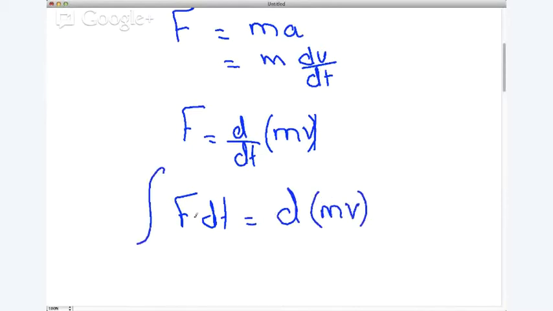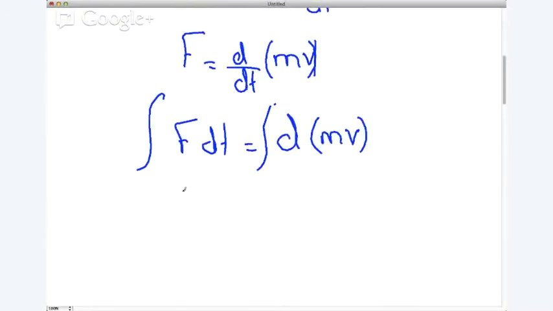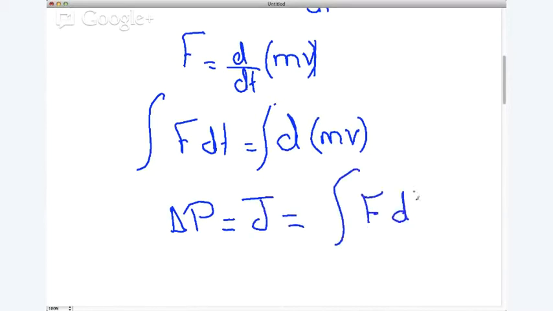And if I take the integral of both sides, I would arrive at our famous mechanics equation that says the change in momentum, which is, by the way, the impulse, is the integral of F dt from t0 to t1.